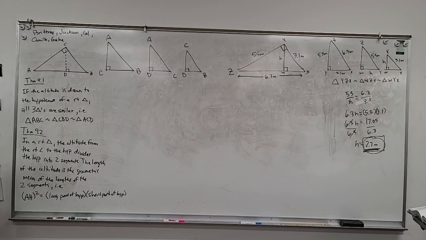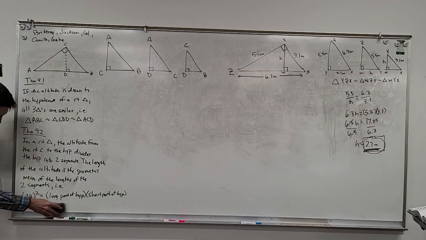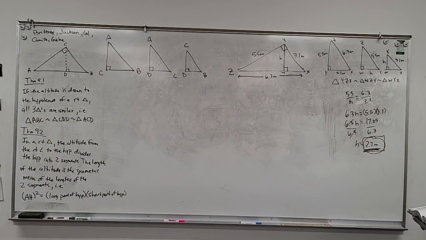Or you could think of it as, if you think of this as forming two legs, altitude squared equals the long leg times the short leg. Actually, scratch that last part, because we're going to use the term leg to speak about something else, so don't write that down. Just forget I said that.